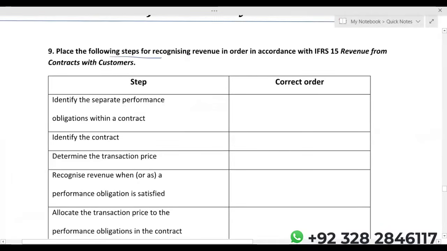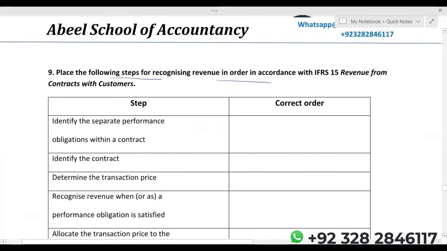Place the following steps for recognizing revenue in accordance with IFRS 15. If you recall, we said IFRS 15 actually has given us a 5 steps approach. Number one is identify the contract, then identify the separate performance obligation. Then you need to decide the transaction price. Then we allocate the transaction price according to the separate performance obligation. And then finally, we recognize the revenue. Actually, revenue is recognized in step 5. So identify the contract is number one.